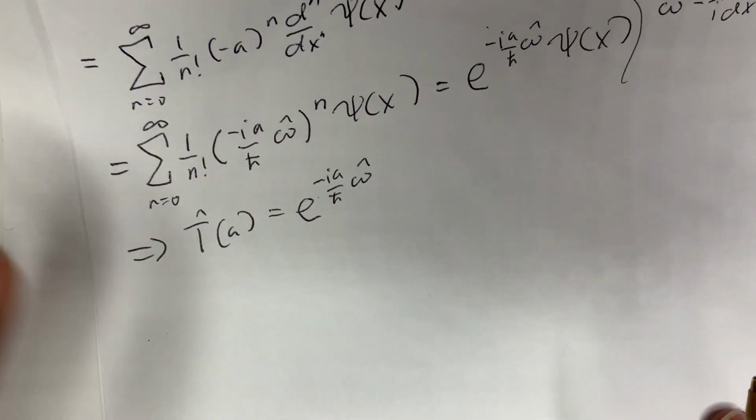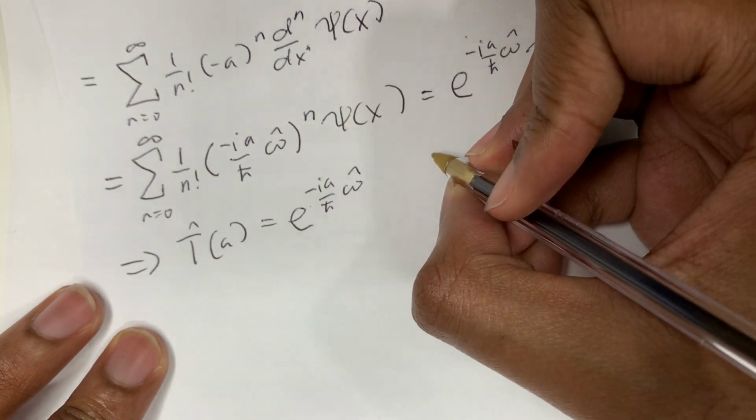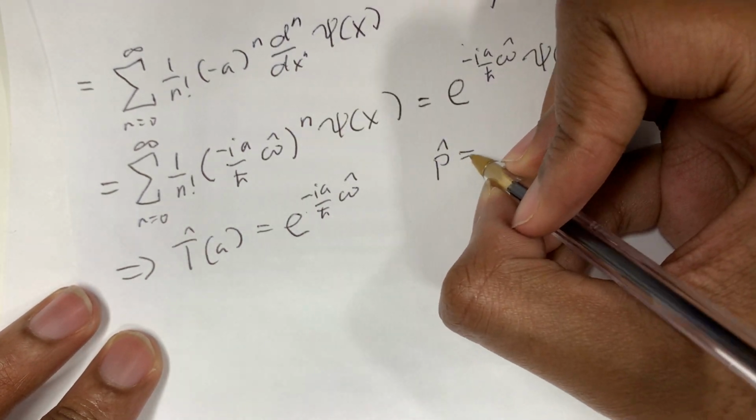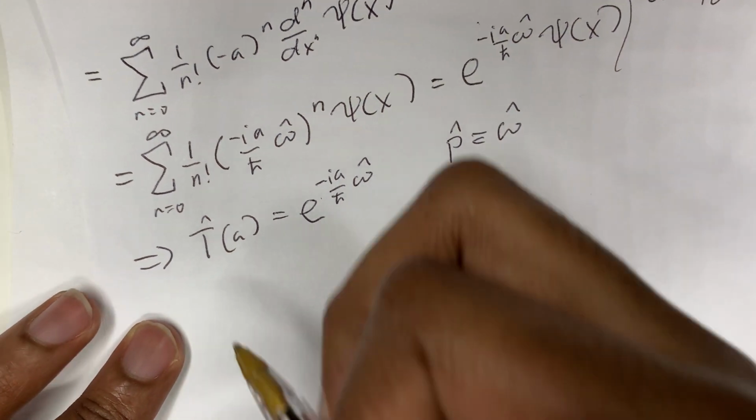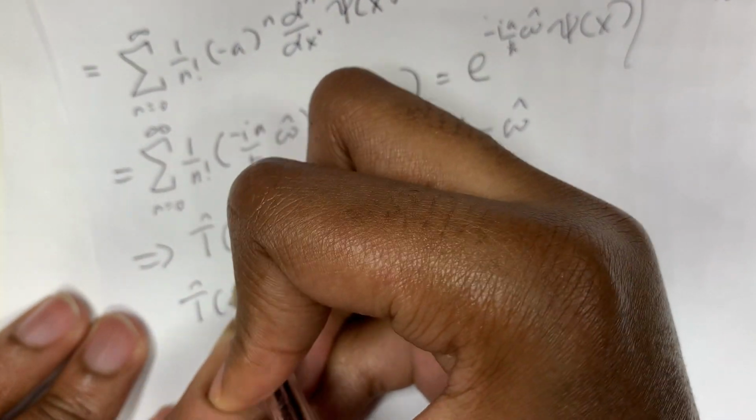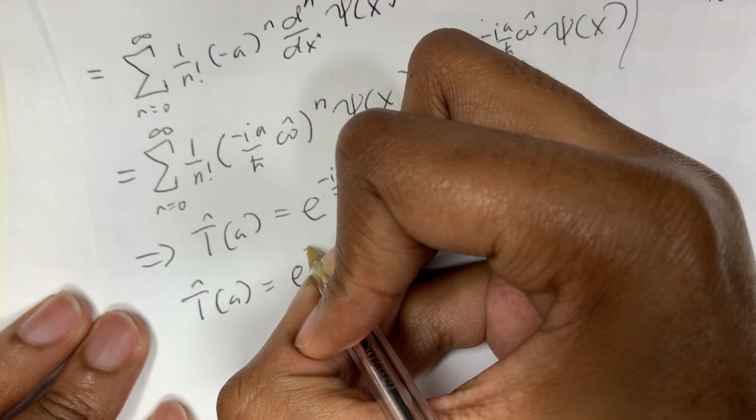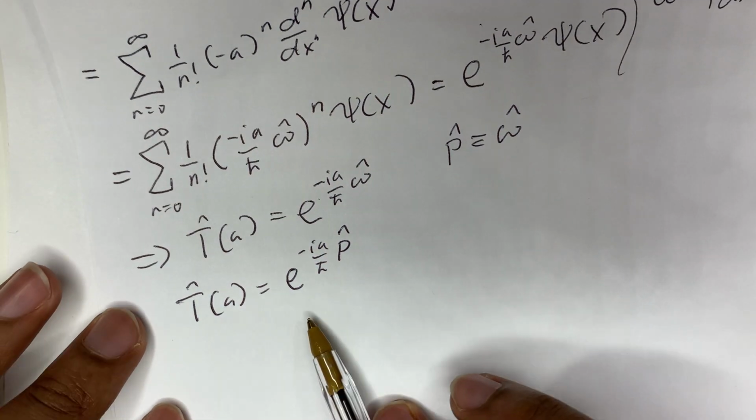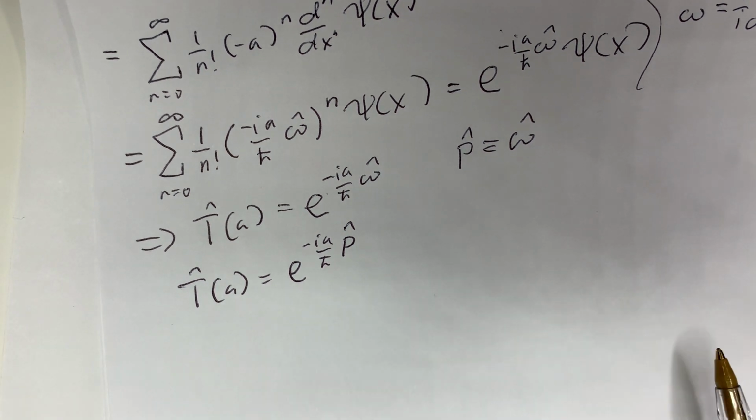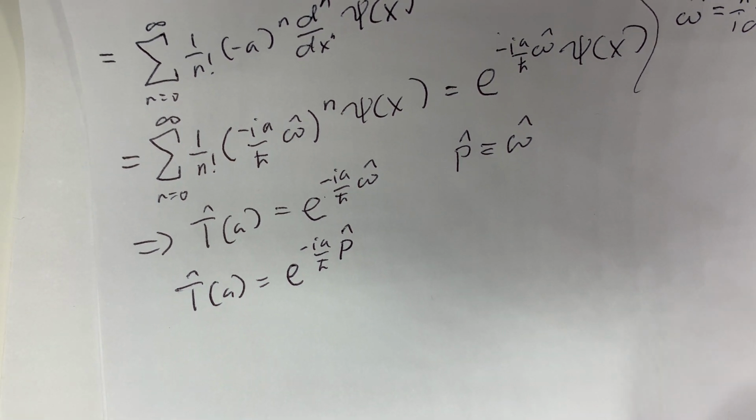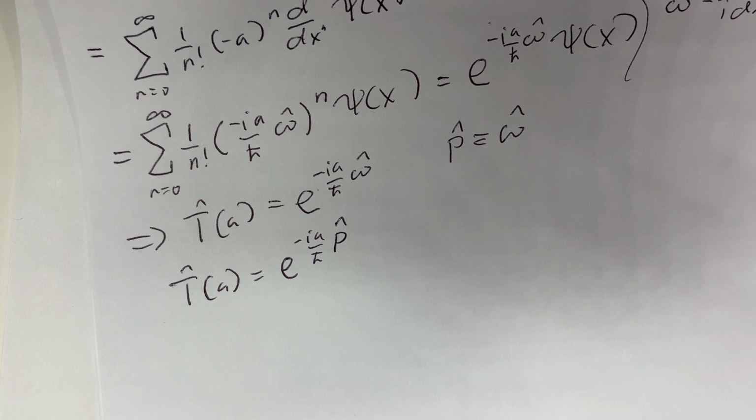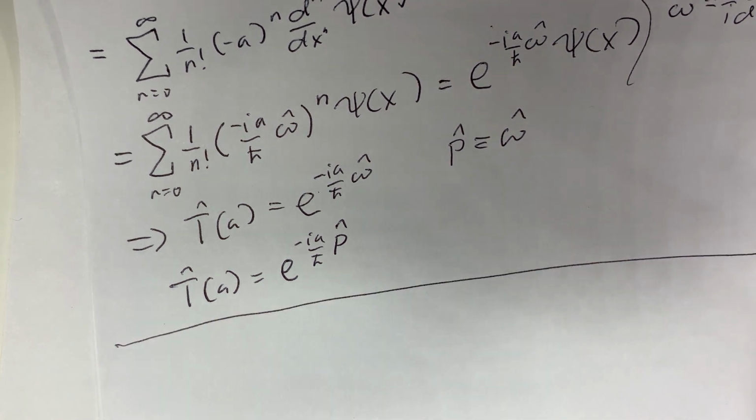Okay. So we can just relabel omega, or really we're just defining p hat as omega hat. So T hat of a equals e to the minus i over h bar p hat. Okay? So now that we know what it means to translate a function, what does it mean to translate an operator?